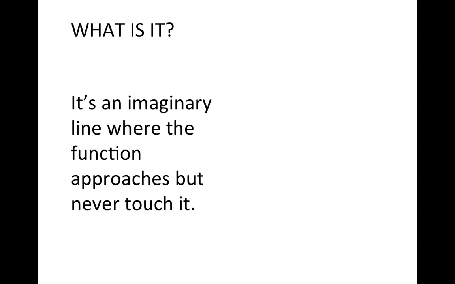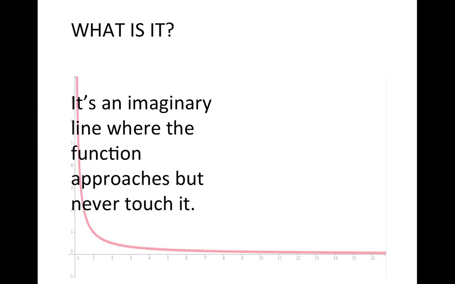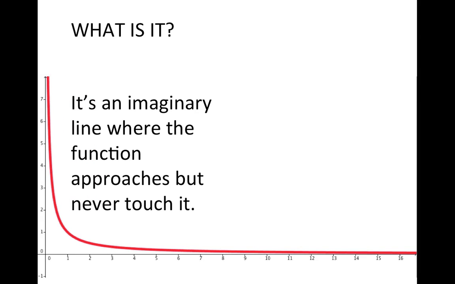Hi, today we want to learn what an asymptote is. What is it? An asymptote is an imaginary line that the function approaches but never touches. Like this. Can you see it there? Let's zoom in here.